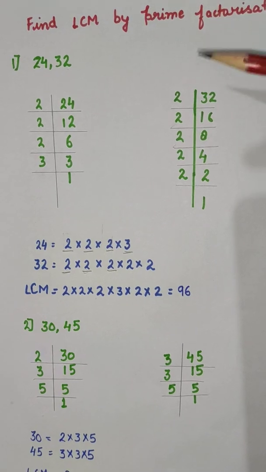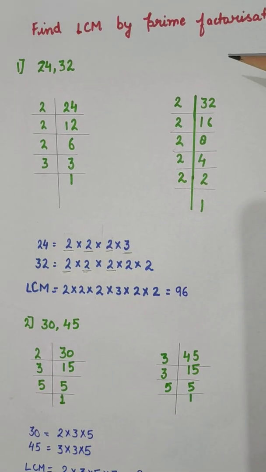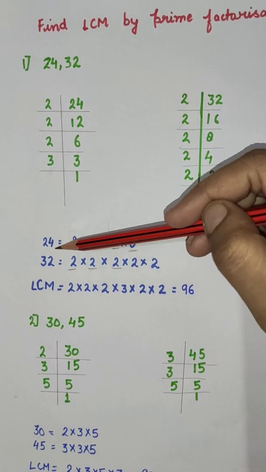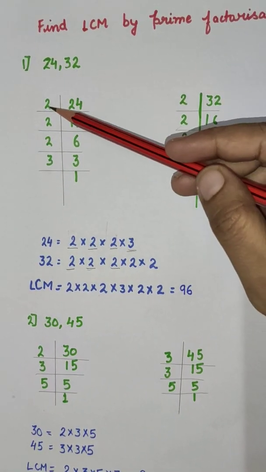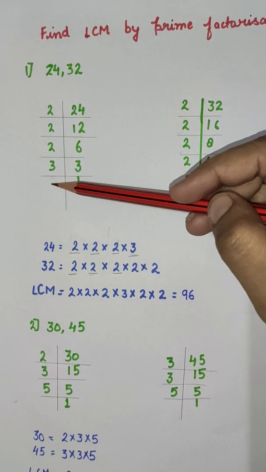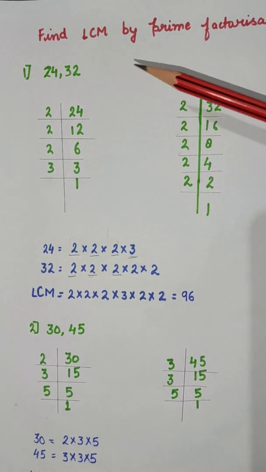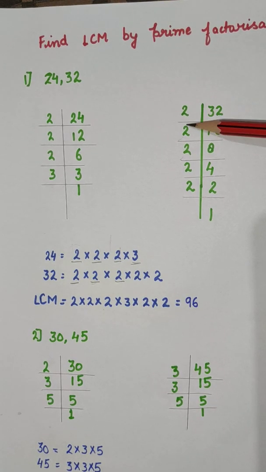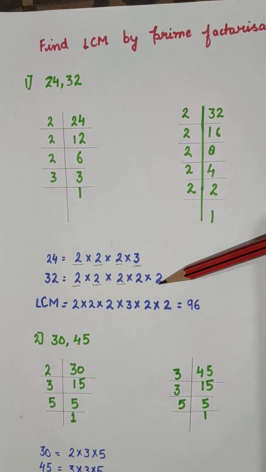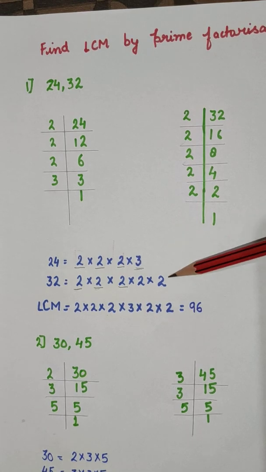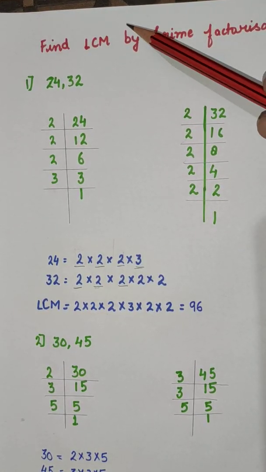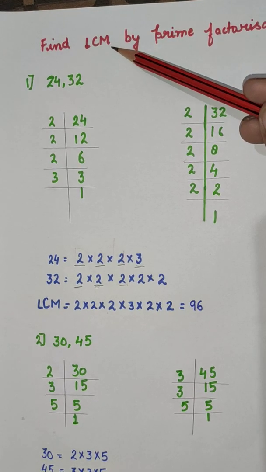After that, when we write the prime factorization for the LCM, the factors of 24 are 2 into 2 into 2 into 3, and for 32 it is 2 into 2 into 2 into 2 into 2. So we have to write down the factors of both the numbers. After that, as you know, we are finding the LCM, the least common multiple.